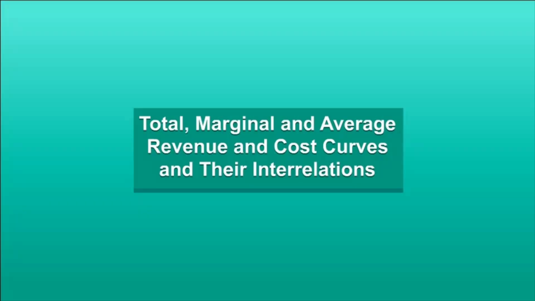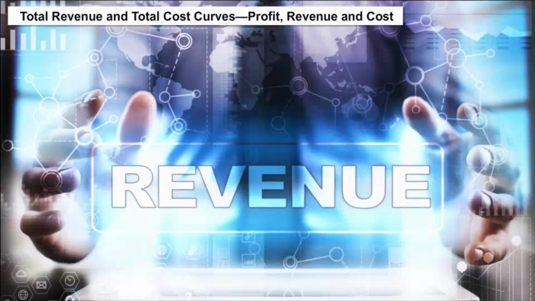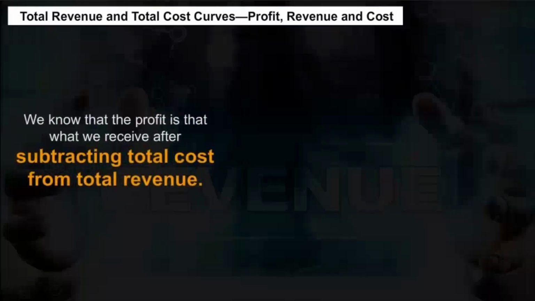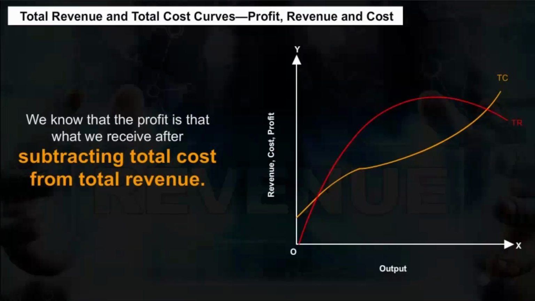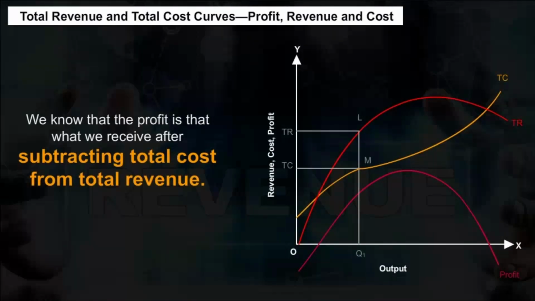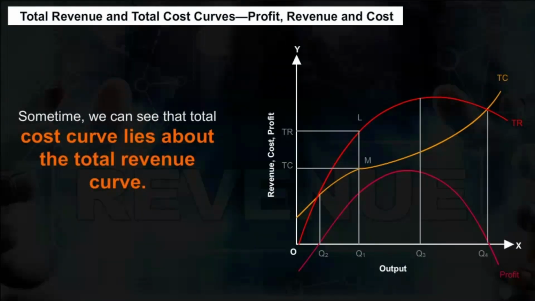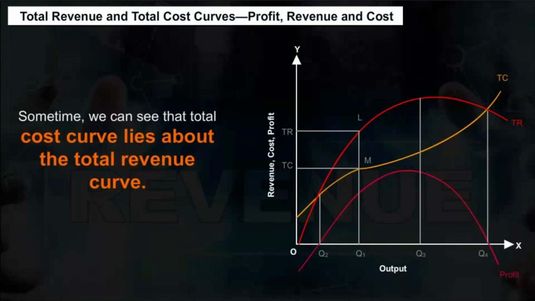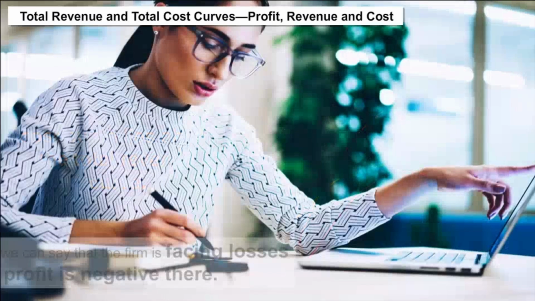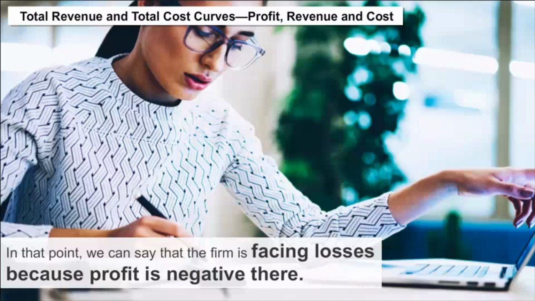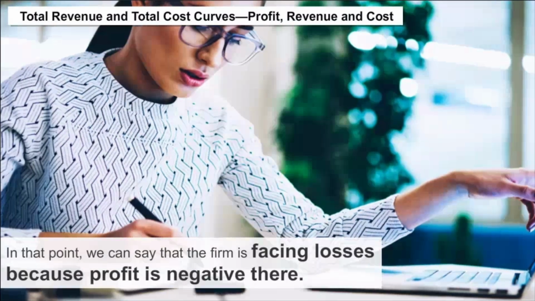Total, marginal and average revenue and cost curves and their interrelations. Total revenue and total cost curves, profit, revenue and cost. We know that the profit is what we receive after subtracting total cost from total revenue. Sometimes we can see that the total cost curve lies above the total revenue curve. At that point, we can say that the firm is facing losses because profit is negative there.